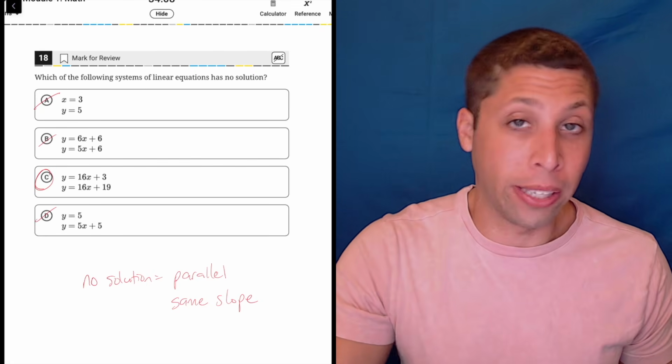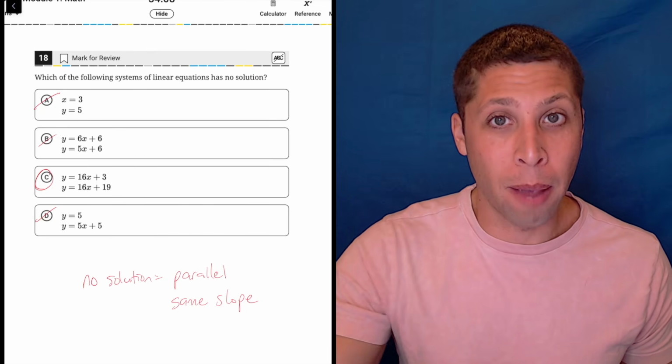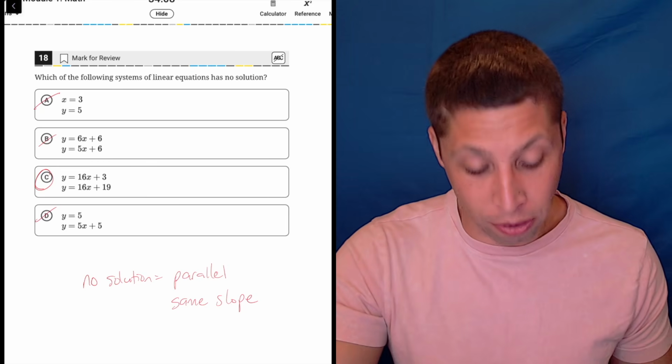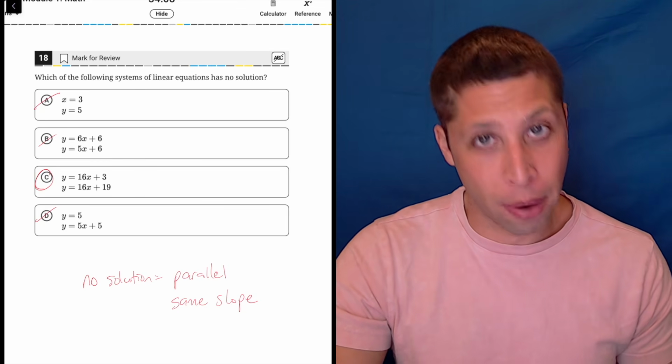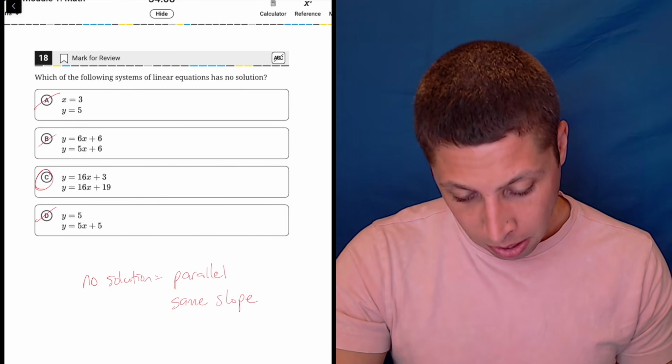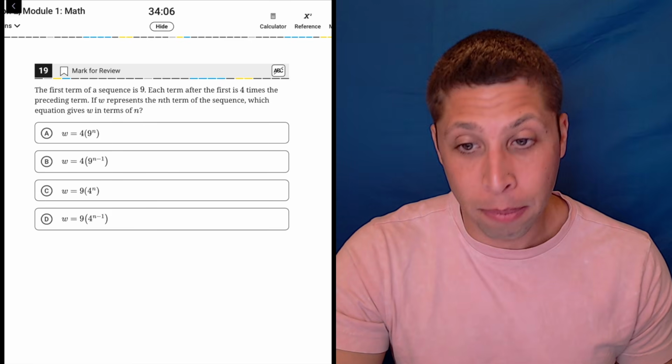So you could definitely graph this, but if you're moving as fast as I am and you have the time, it's probably because you know what you're doing and you don't need to graph it. So this is something to just memorize. No solution is parallel lines, and parallel lines have the same slope. Cool. Hopefully I'm not making any mistakes. I feel like maybe I'm going a little fast, but I don't know.